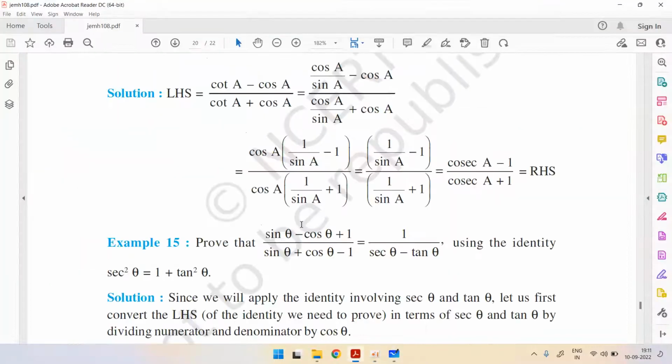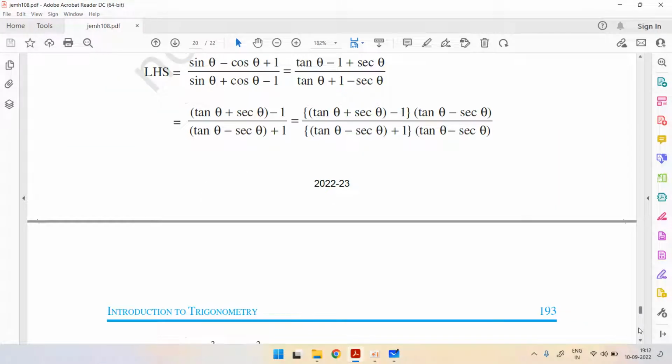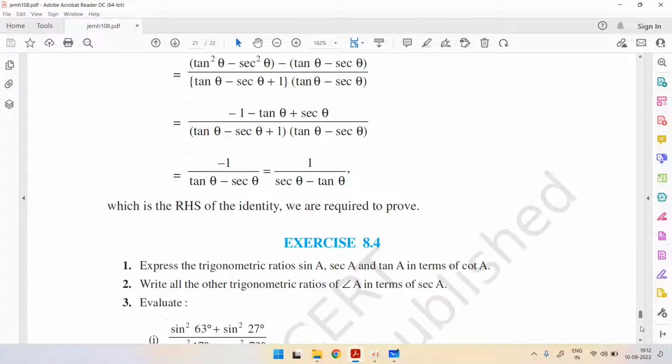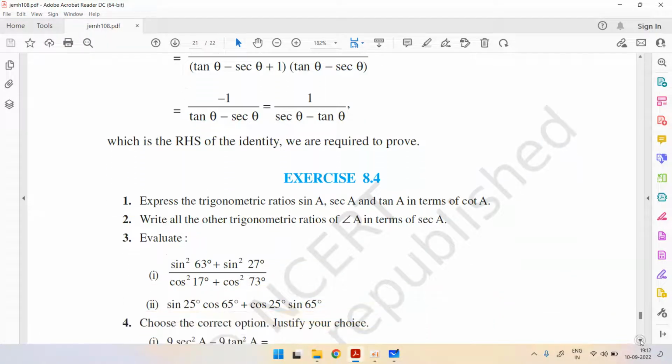So next, they have also done the same thing, this minus tan theta and this, and later they have proved this, but they have done some different tricks. But the final thing is that you need to prove that LHS is equal to RHS.